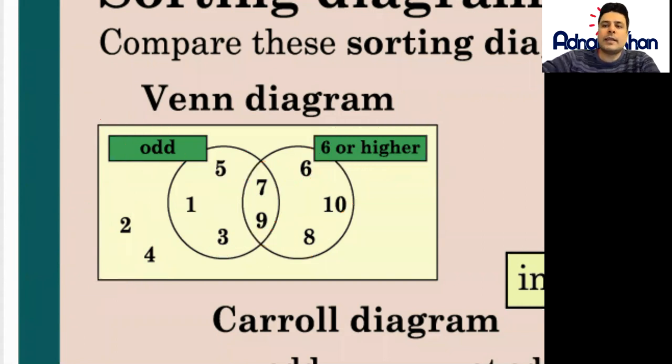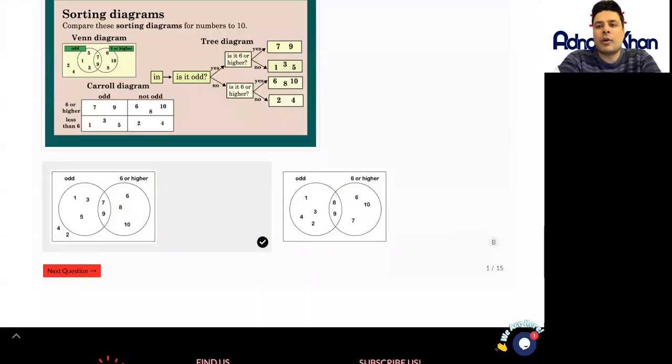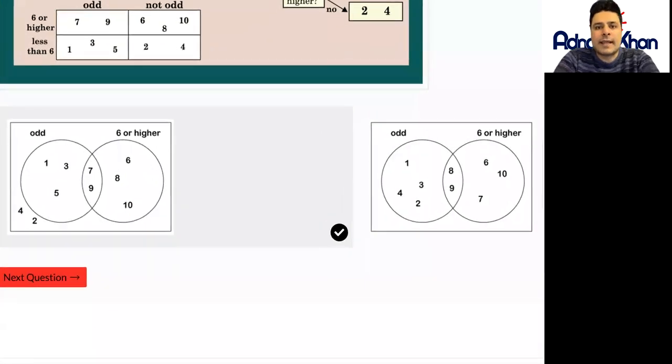But let's have a look at the first example question. Choose the correct sorting diagram from the following options. So let's have a look and see which diagram makes more sense. We'll go through these one by one. So 1 is an odd number, so we'll just tick it. 3 is an odd number, that's correct. 5 is an odd number, that's correct.